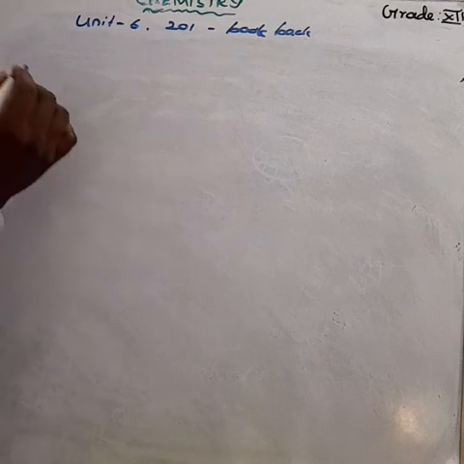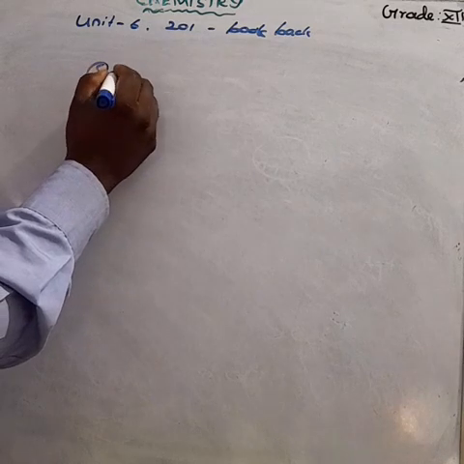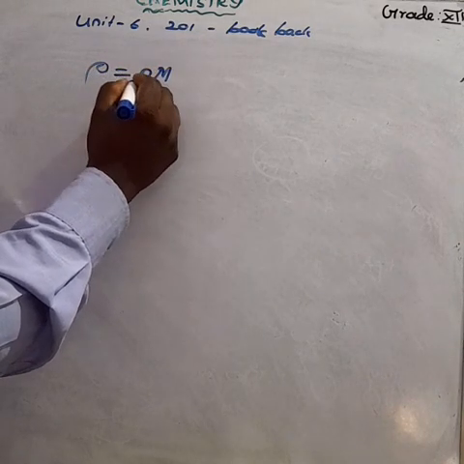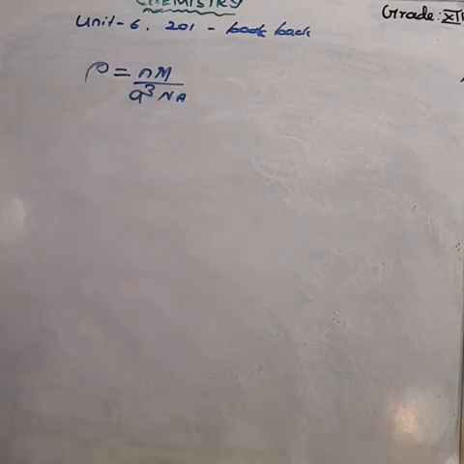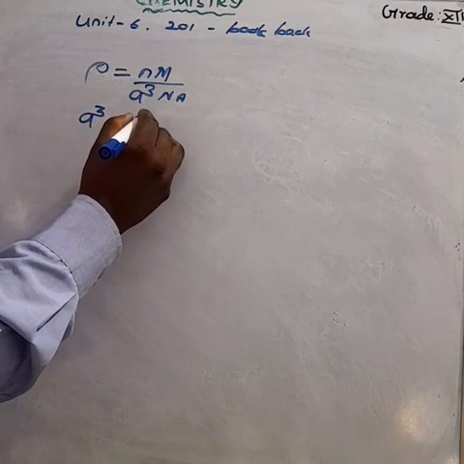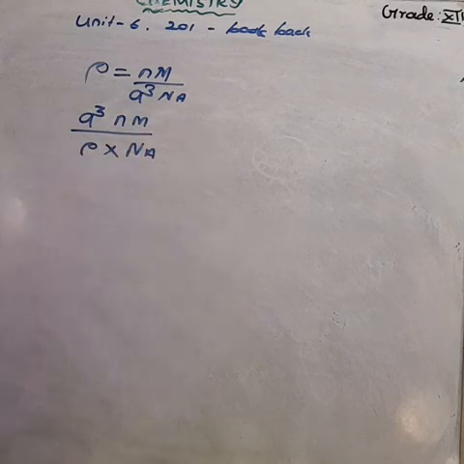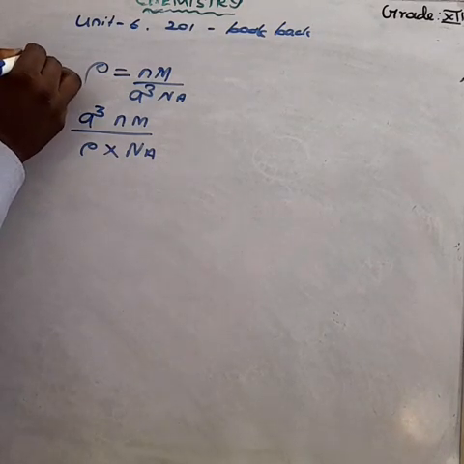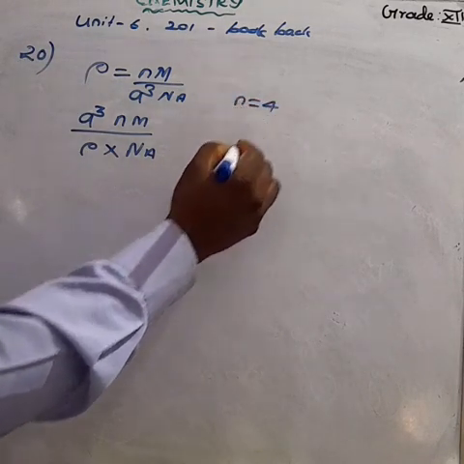So first you have to write the density formula. Rho is equal to nM divided by a cube Na. From that we can take a cube. a cube is equal to nM divided by rho into Na. So you have to find out this value. n, all of you know, it is a face-centered cubic. Am I right? So n value becomes 4. Molar mass, that is M, we have to find the M value.